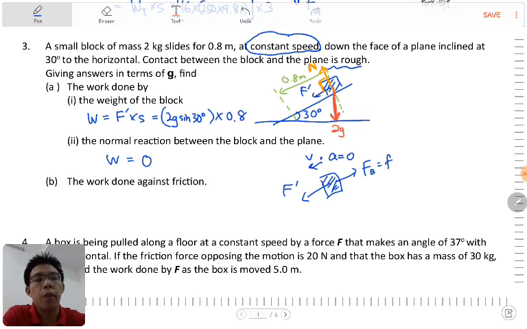So the frictional force is the same as the gravitational force in the direction of the motion, which means our work done will be the same. That means it will be exactly the same as the answer you get in A1. Okay?